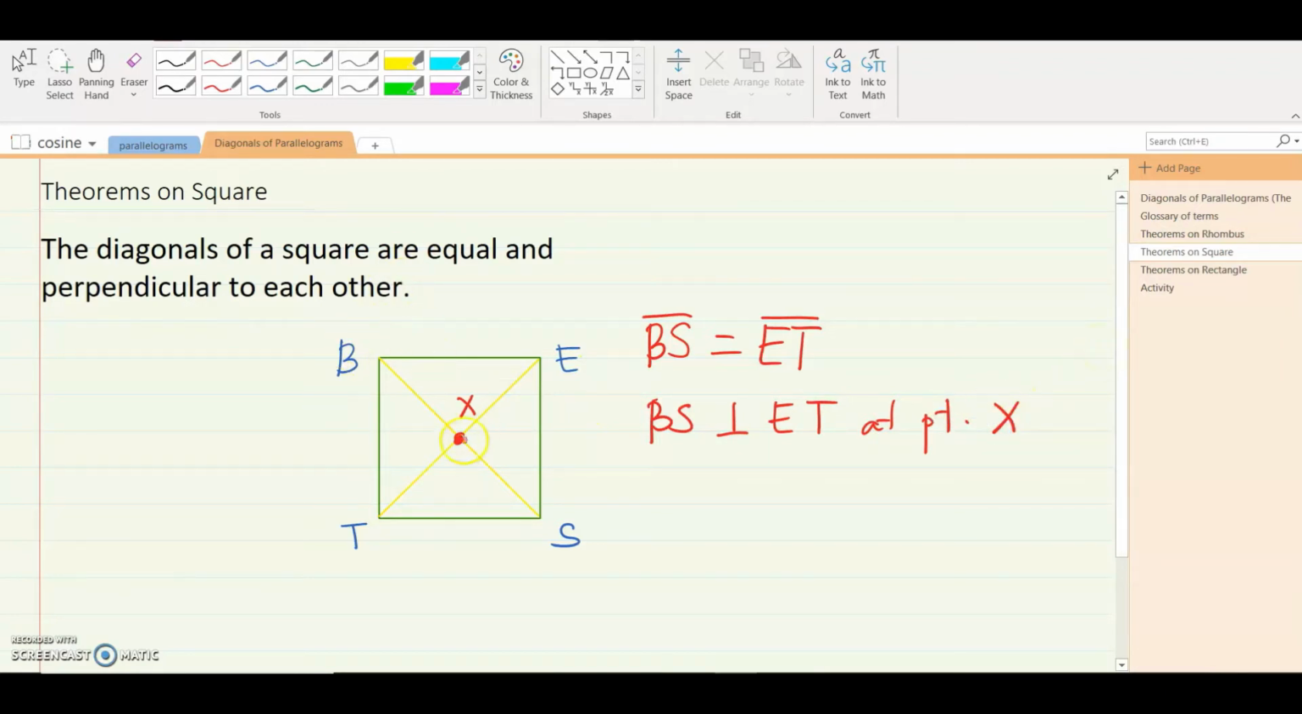So that means all of the angles that include point X are all right angles. So this is a right angle here, right angle, and then right. So you have 4 right angles. We're going to name all the angles. Okay, so that is the theorem on square.